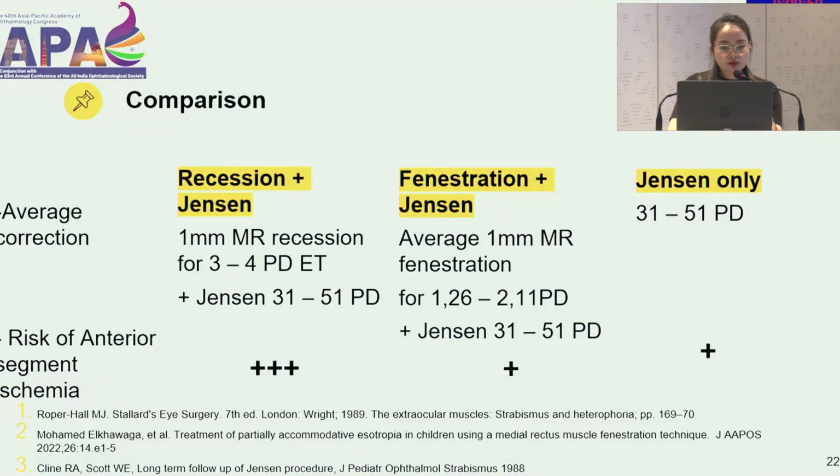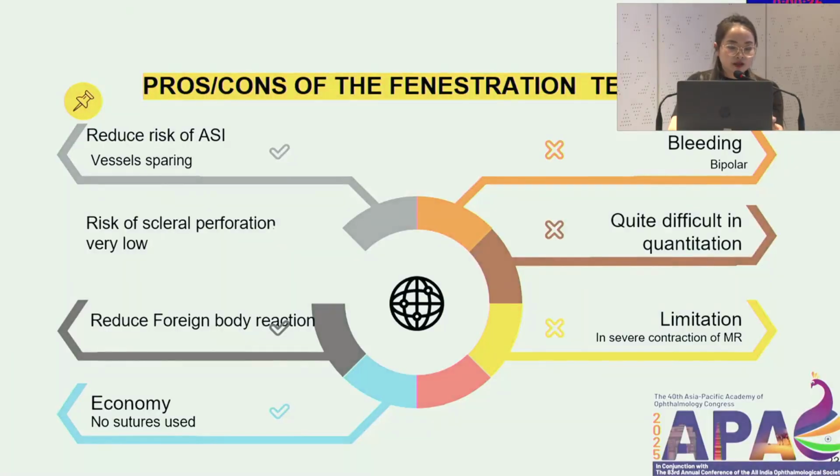It is our discussion. For a patient with complete sixth-nerve palsy with very large deviation, whether with medial rectus contracture or not, I think fenestration technique and Jensen technique may be the best choice. There are clear advantages of the fenestration technique over the classic medial rectus recession: reduced risk of ASI, no risk of scleral perforation, and no use of sutures, so no foreign body reaction or formation.